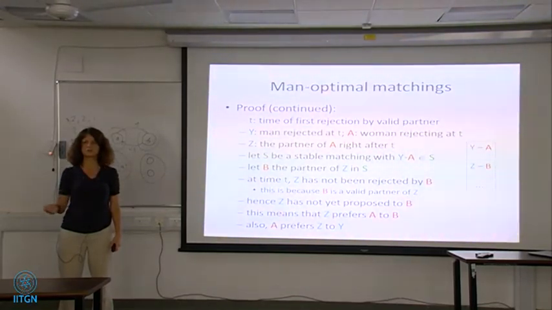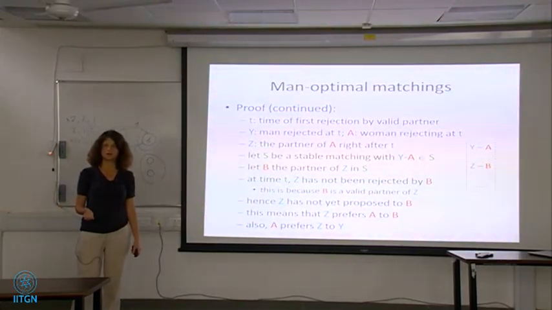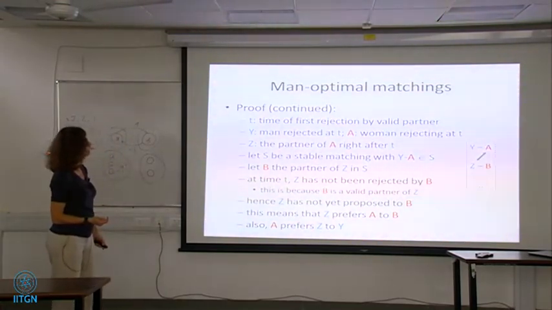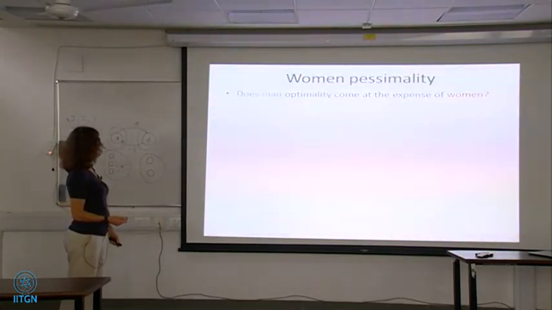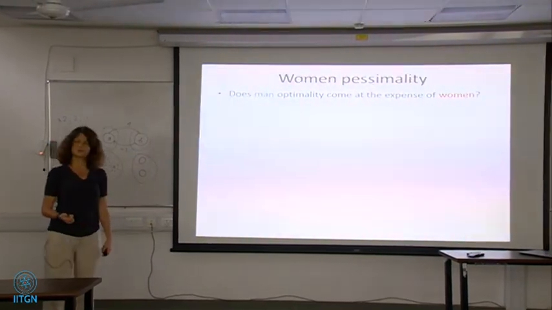This means that when he gets to his first valid partner on his list, and that is his best valid partner, that woman doesn't reject him. So each guy ends up with a best valid partner. Okay, good. So that's good for men. It's not so good for women.